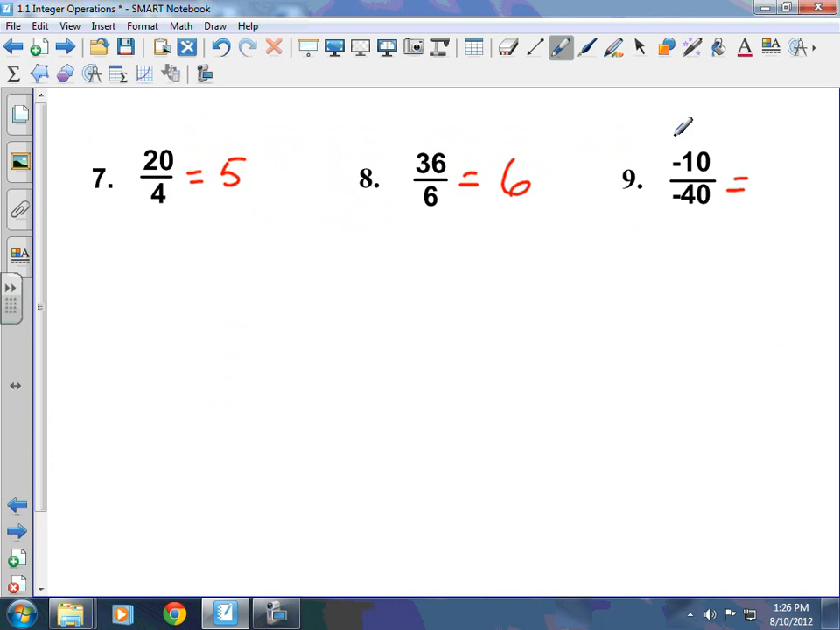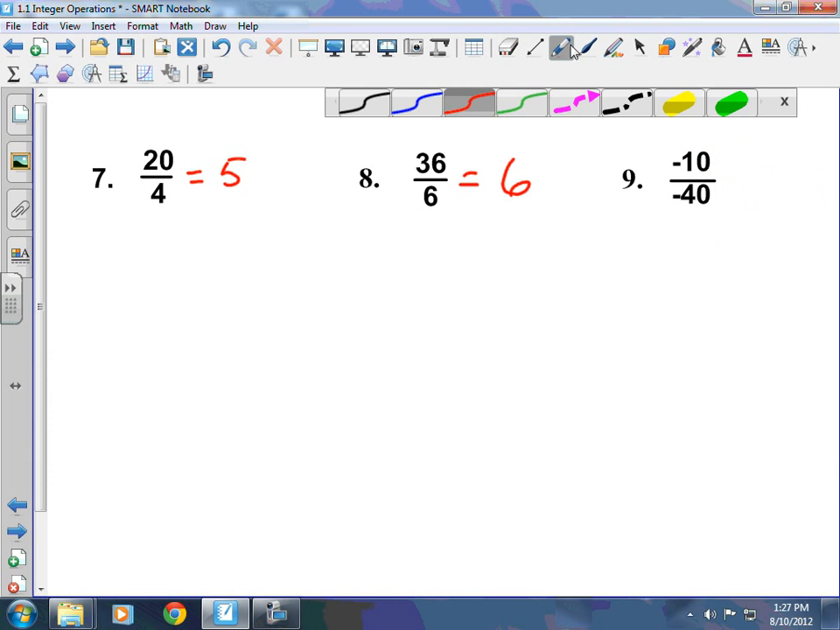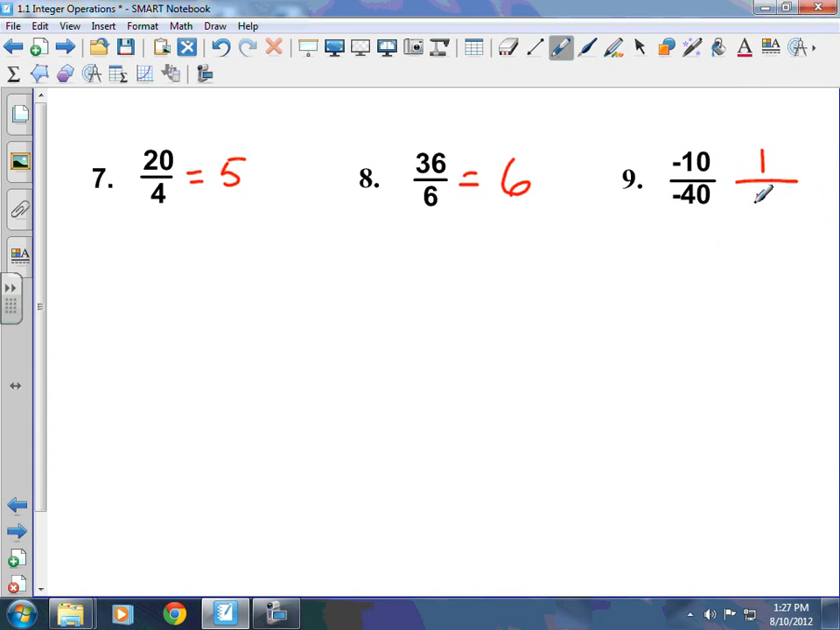This is the tricky one. How many of you think that this answer is a positive 4? That would be wrong. This is 10 divided by 40. This reduces to 1/4, 1 over 4. Okay, and they're both negative, so your answer is positive. And please remember to circle your answers.